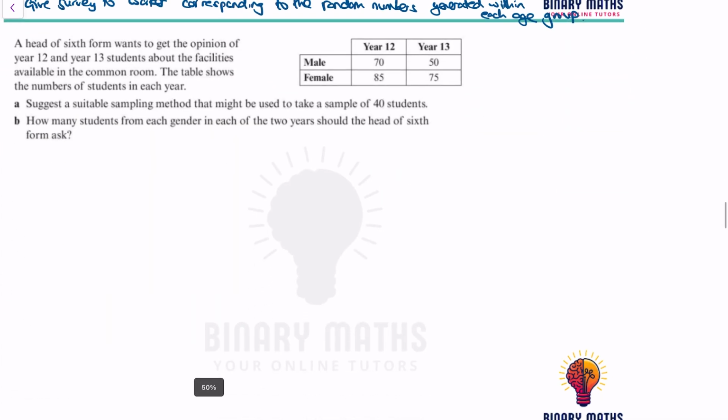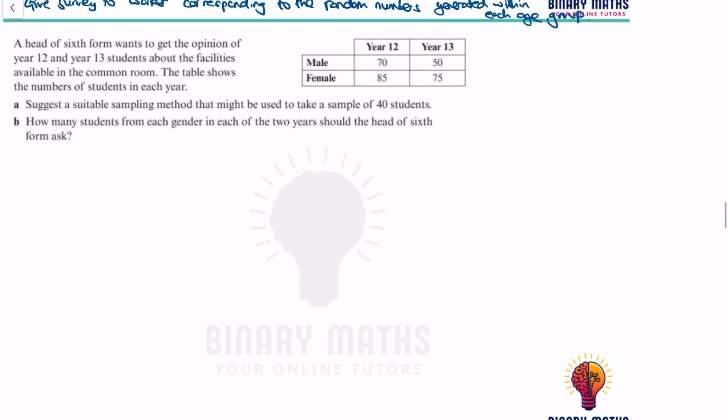Okay, next question. Head of Sixth Form wants to get the opinion of Year 12 and Year 13 students about the facilities available in the common room. The table shows the number of students in each year. Suggest a suitable sampling method that might be used to take a sample of 40 students. Again, straight away you can see it's been divided into subgroups, male, female, Year 12, Year 13. So that means it is a stratified sampling method.